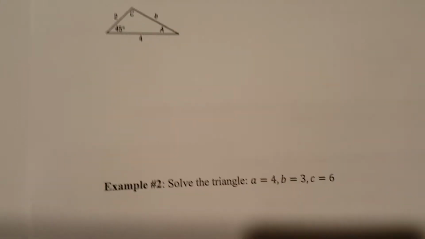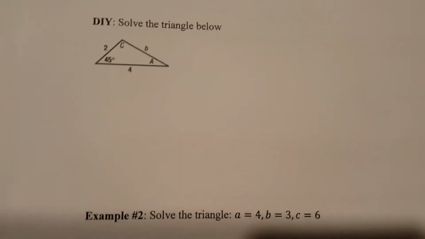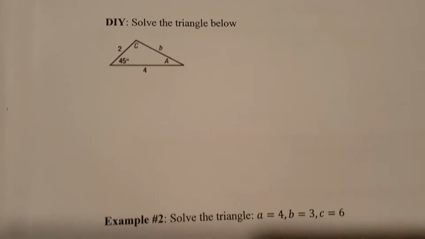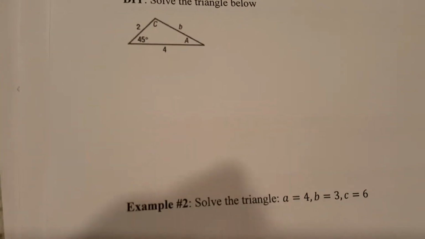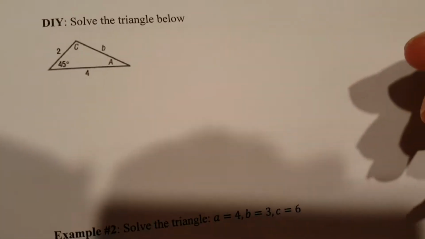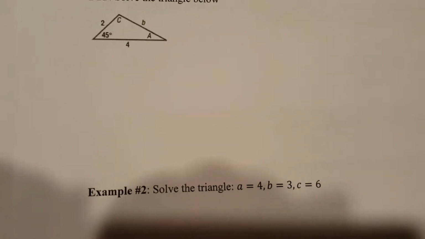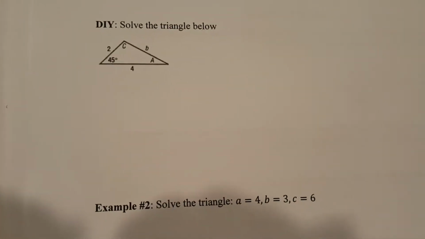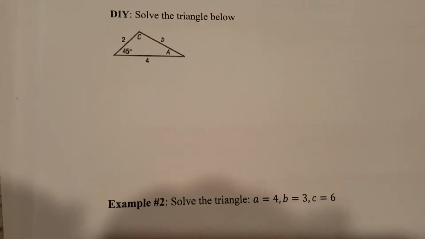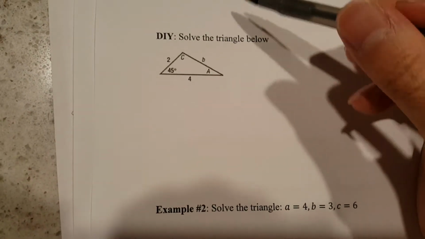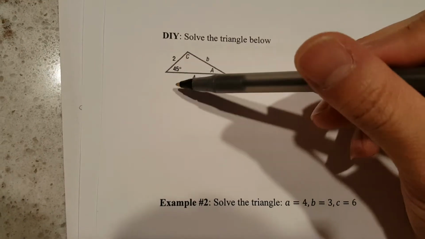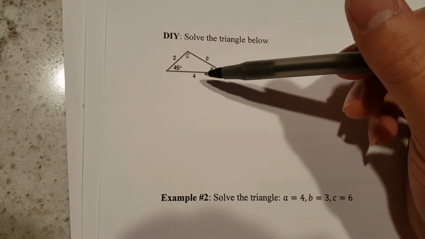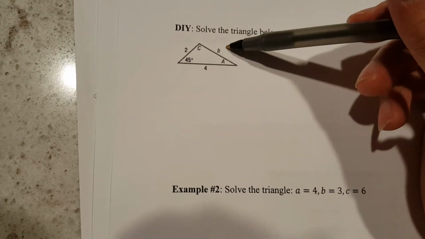So I want you to try the DIY on your own. And then I'll go ahead and solve it so you can see. So you could pause the video now and try solving this one on your own. Okay, so here's how we solve the DIY. You're given A, C, 45. You're given two sides, so now you're missing side B.